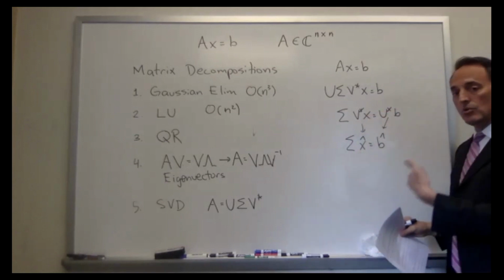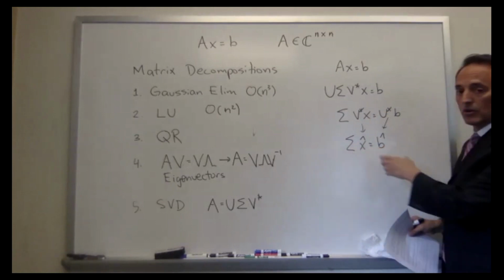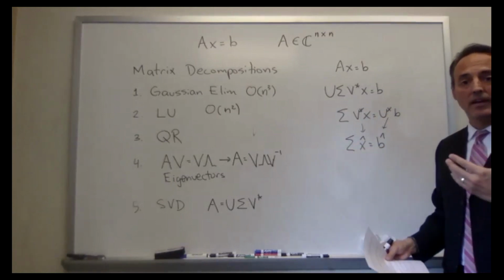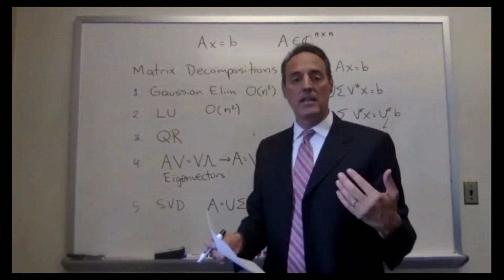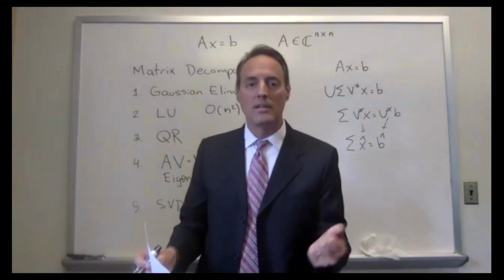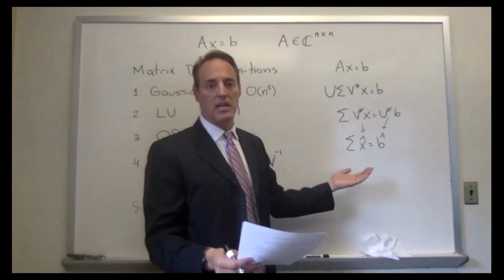This is now a new linear system of equations, but this matrix here is diagonal. So I get the same thing I did with the eigenvector decomposition. It's in diagonal form. It's n 1 by 1 equations. Trivial to solve because it's in diagonal form.